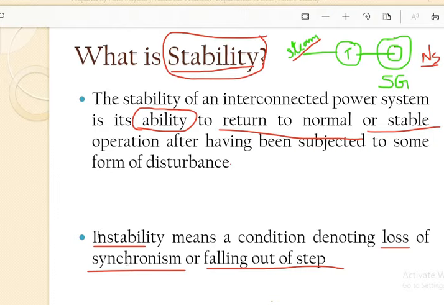Now, similarly, what do you mean by instability? Instability means your system cannot bring your machine back to synchronous speed. Once a disturbance occurs and the machine loses its synchronism, your system cannot bring the machine back to synchronous speed. Then you can say that that particular system is highly unstable. So what I'm trying to convey is that stability is associated with the synchronous speed of a machine. As long as your machine is rotating at synchronous speed, your system is stable. Otherwise, your system is moving out of stability. Hope this much is clear to you.